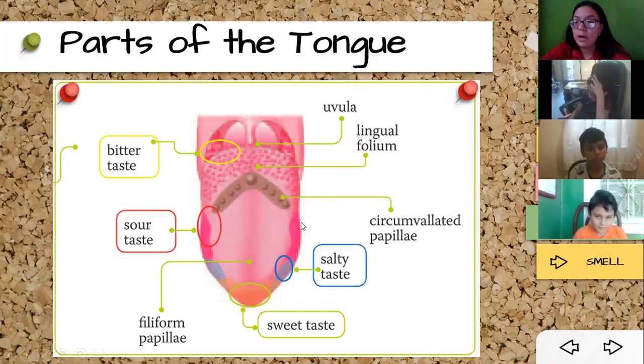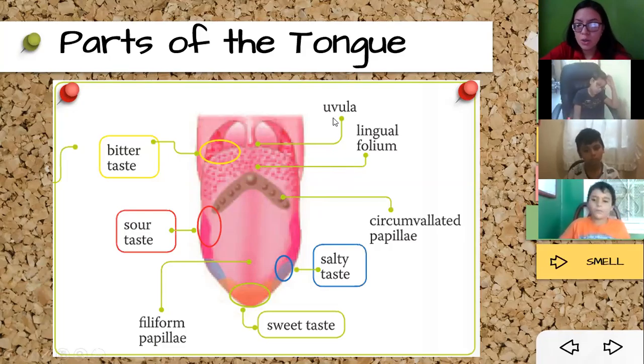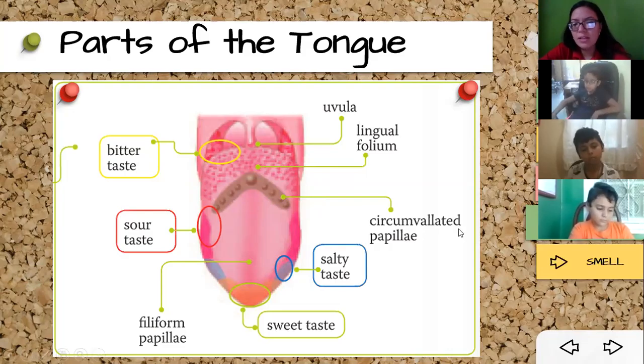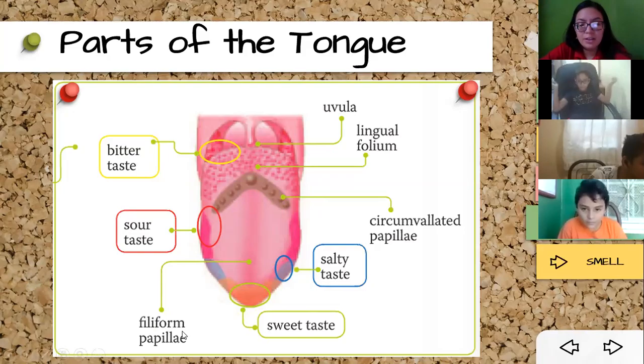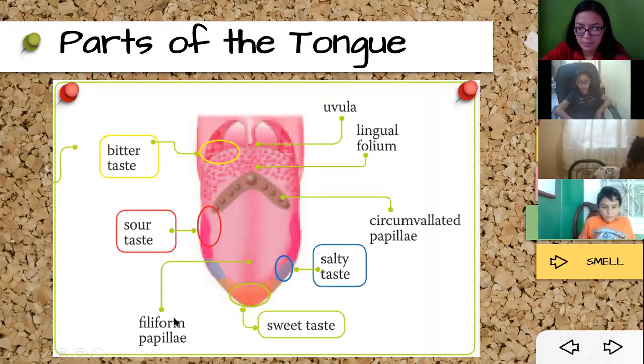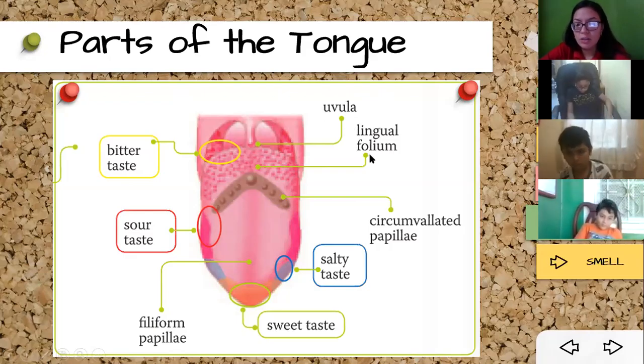For example, what are the parts? Repeat after me. What are the parts of the tongue? Uvula, lingual folium, circumvallate papule, filiform papule. Okay, now those are the 4 parts of the tongue. Again, uvula, lingual folium, circumvallate papule, and filiform papule.